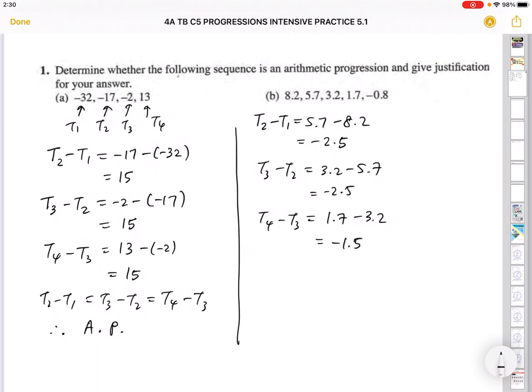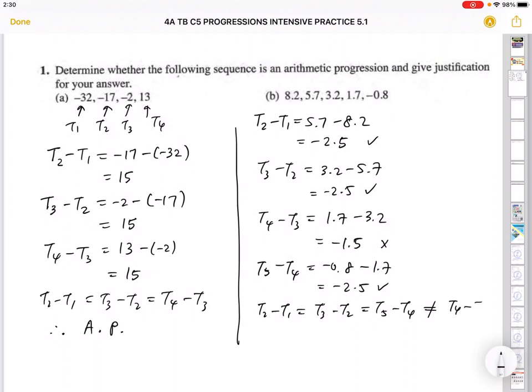Right. So yeah, we know it's not an arithmetic progression, but we have to be safe. We're going to do one more just to validate. So T5 minus T4 is negative 0.8 minus 1.7. Yes, this is still negative 2.5. So the first, second, and the last one, they are the same, but the third one is different. So how do you write? You can say T2 minus T1 is the same as T3 minus T2, is the same as T5 minus T4. However, it's not the same as T4 minus T3. So therefore, it is not an arithmetic progression.